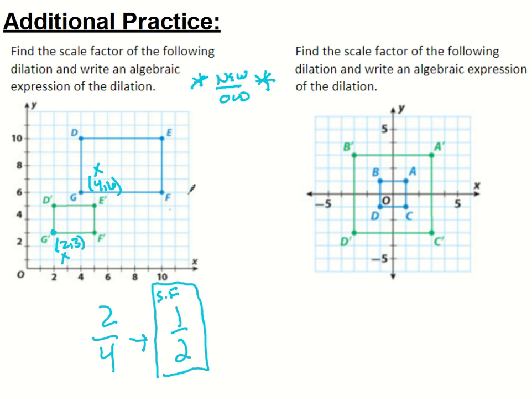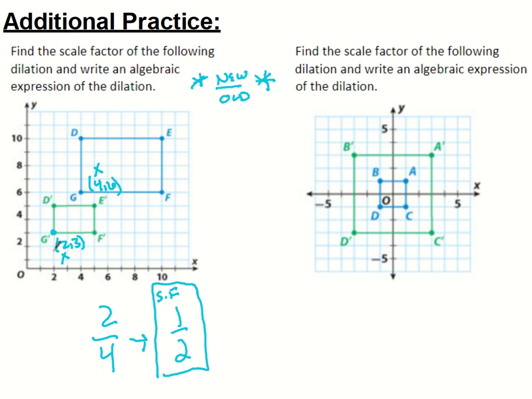If I didn't set it up as new over old and set it up as 4 over 2, then I'd get a scale factor of 2, saying that we're making it larger. But because we're making it smaller, it has to be a fraction. So first we have to recognize: are we making it smaller or larger? If I'm making it smaller, I know it's a fraction.